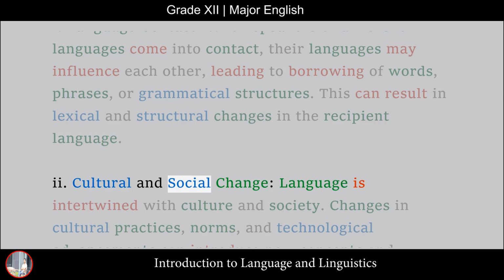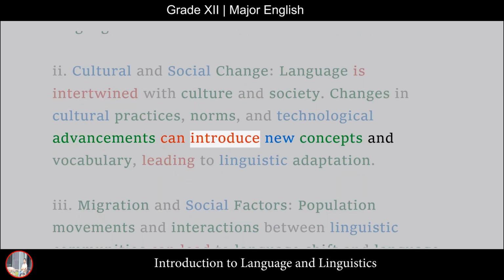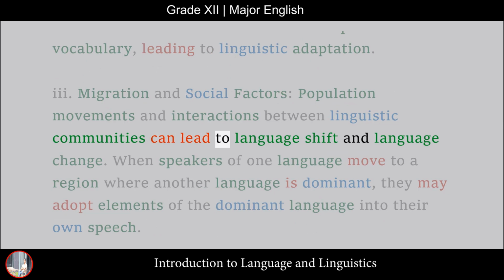2. Cultural and social change. Language is intertwined with culture and society. Changes in cultural practices, norms, and technological advancements can introduce new concepts and vocabulary, leading to linguistic adaptation. 3. Migration and social factors. Population movements and interactions between linguistic communities can lead to language shift and language change. When speakers of one language move to a region where another language is dominant, they may adopt elements of the dominant language into their own speech.